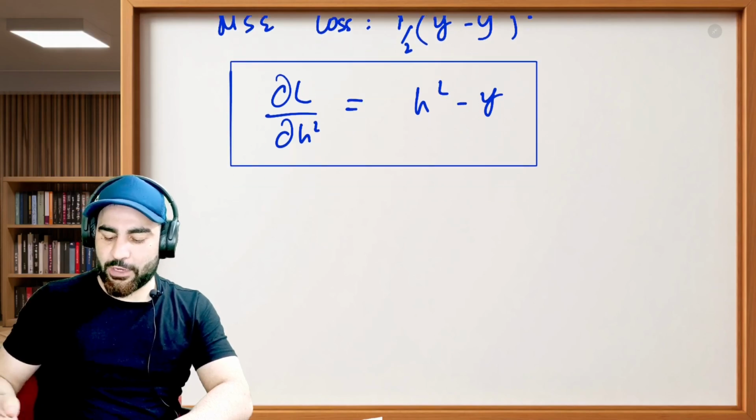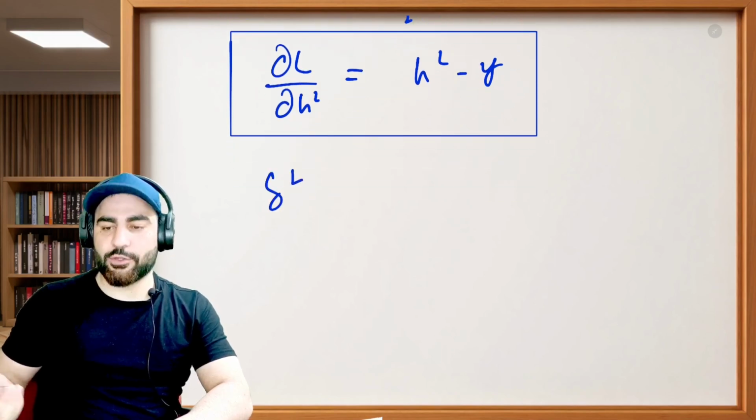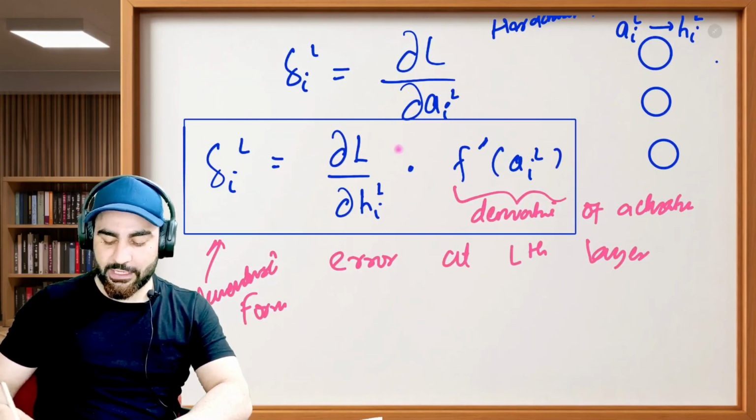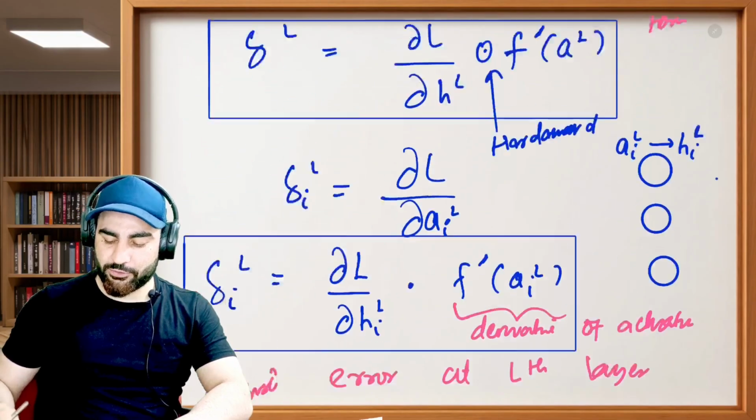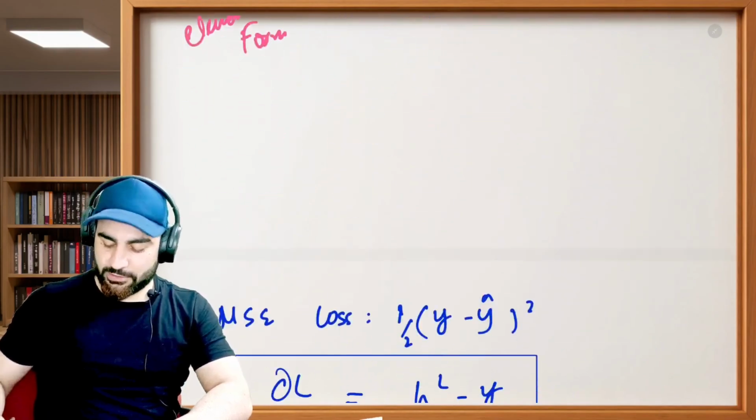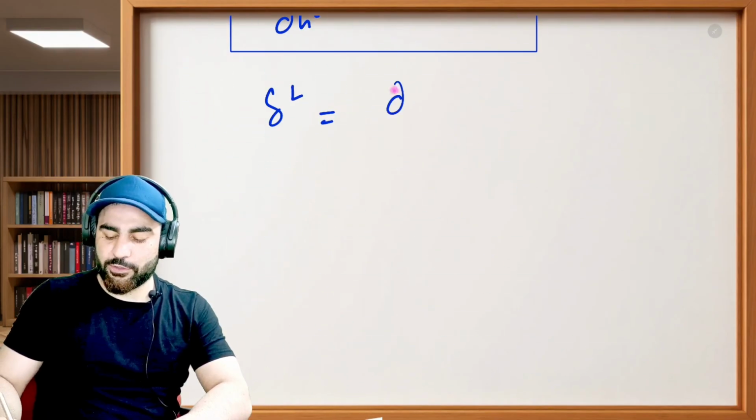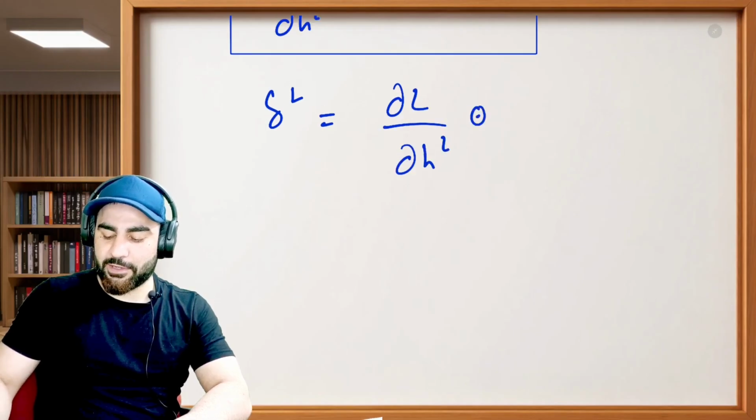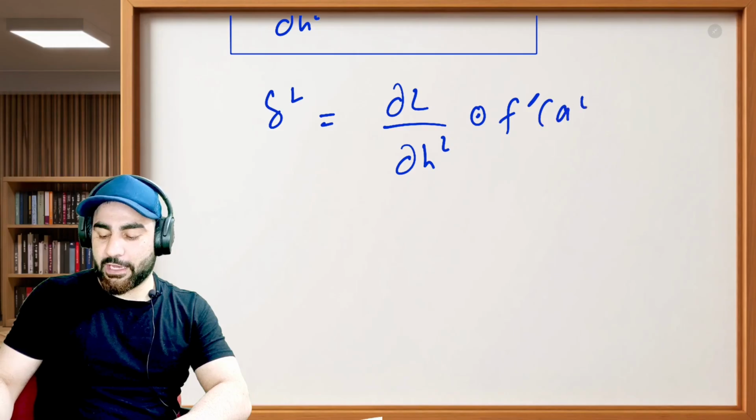Now if you compute delta L of this, do you know what it is equal to? Again, you have to remember this: dou L divided by dou HL, multiplied by this. Now substitute the value. So it is equal to dou L divided by dou HL multiplied by, this is Hadamard multiplication, f dash of AL. So this is what it is equal to.